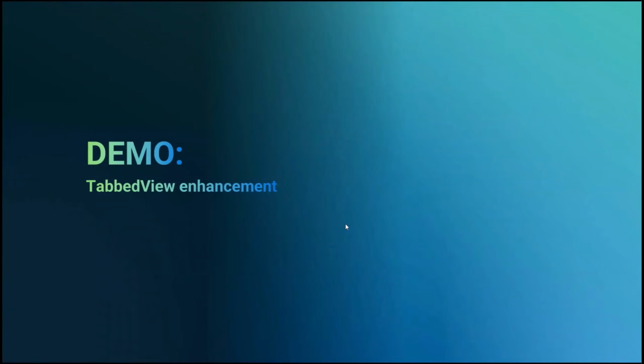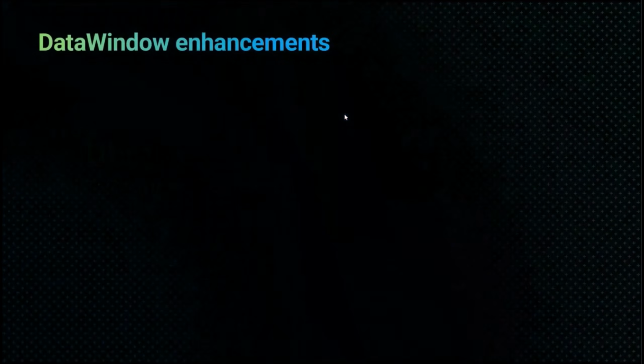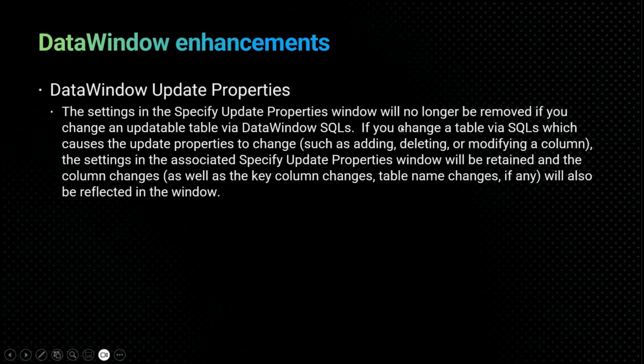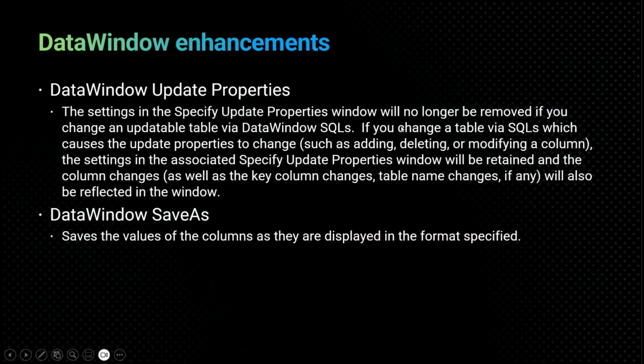Okay, so that was the changes to the tab view. Next thing we're going to look at is data window enhancements. So two primary ones. One is a change to the way that the data window painter handles update properties when you make a change to the select statement. What used to happen, more times than I care to remember, is that you would go in and make a minor change to a database SQL statement, and when you came out of the painter, it would tell you it just threw away your update properties. It finally no longer does that. It will retain the update properties if possible.